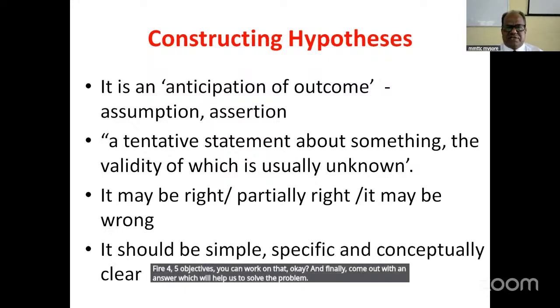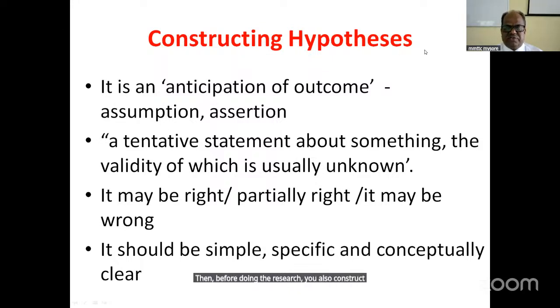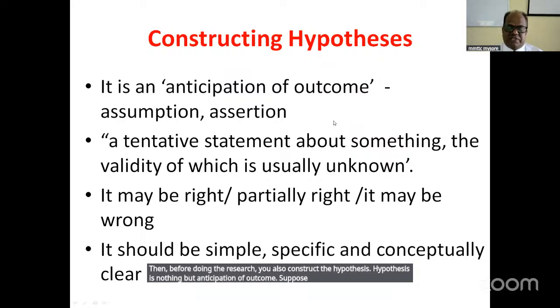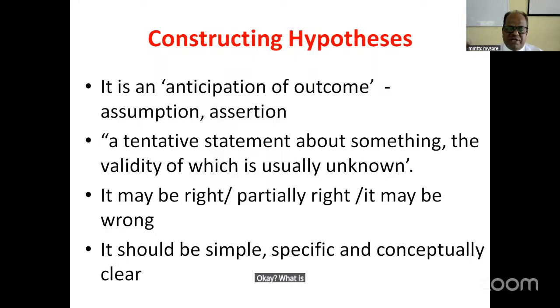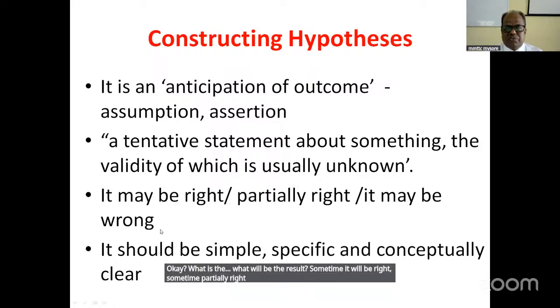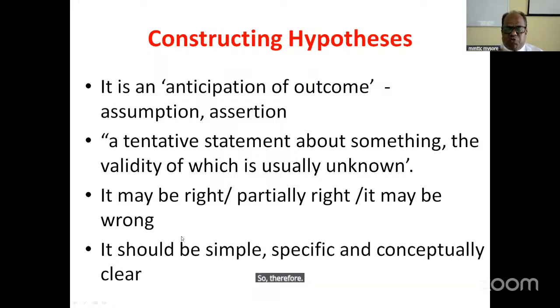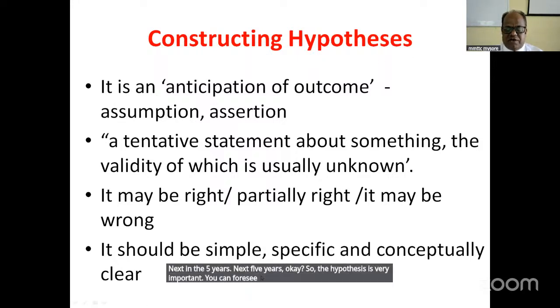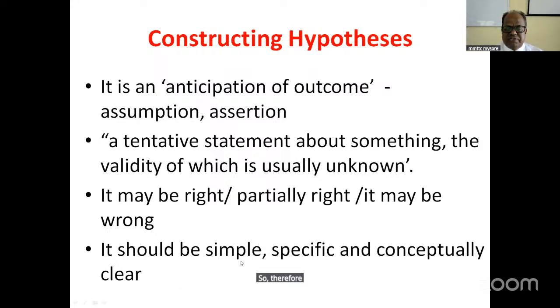Then, before doing the research, you also construct the hypothesis. Hypothesis is nothing but anticipation of outcome. Suppose I do 5 years of research, what am I expecting at the end of 5 years? Okay, what will be the result? Sometimes it will be right, sometimes partially right, it may be wrong also. So therefore, today you should foresee what result you will get in the next 5 years. Okay, so the hypothesis is very important. You can foresee the result after 5 years. So therefore, it should be very simple, specific, and conceptually very clear.